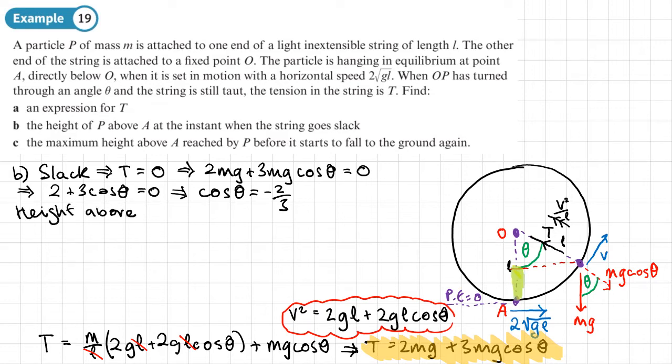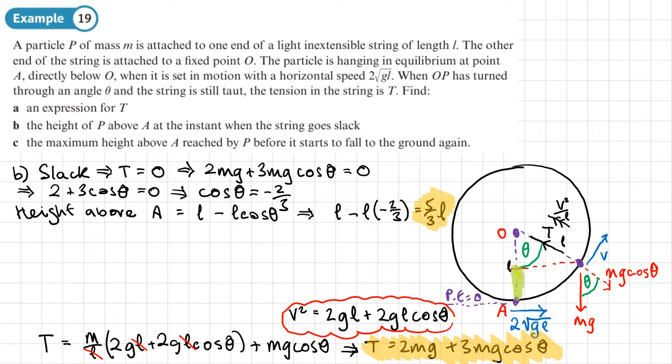Now you may remember from the previous part that we said that the height above A, and we needed this for the potential energy, is L minus L cos theta. So you remember it was this green bit here, L minus L cos theta. Now we know that cos theta is minus 2/3, so that means we're going to have L minus L times minus 2/3, which is basically the same as L plus 2/3 L, which gives us 5/3 L. So I'll just highlight that and we'll move on to part C.